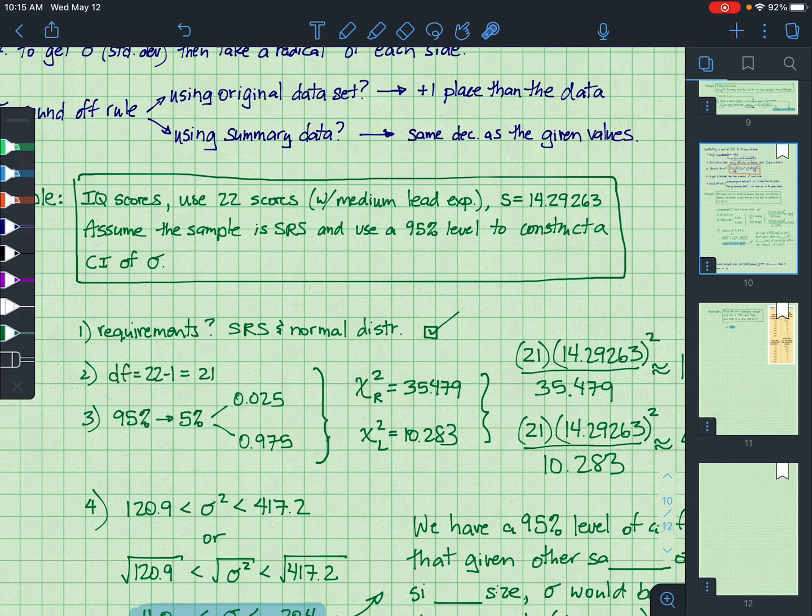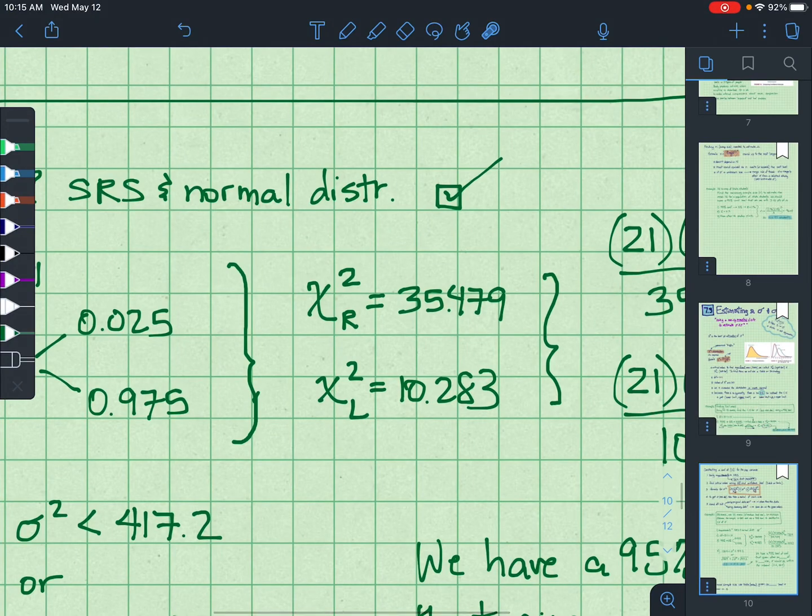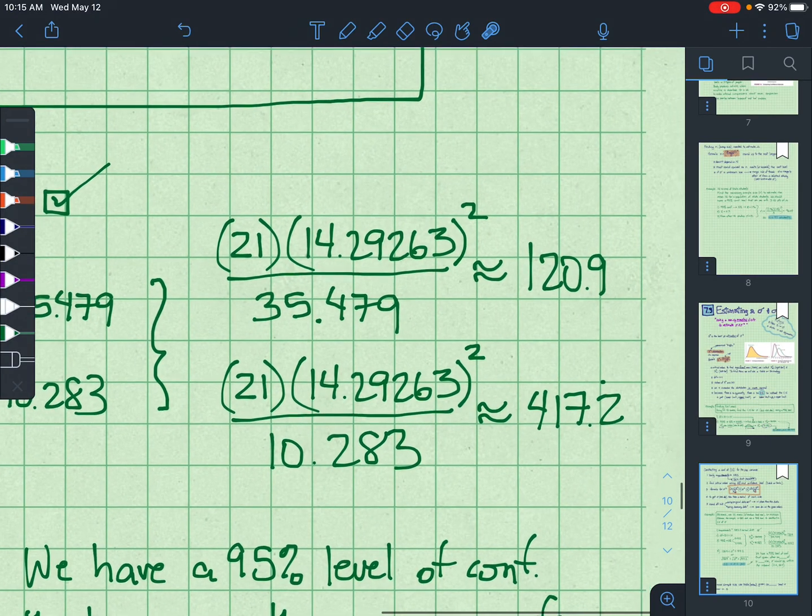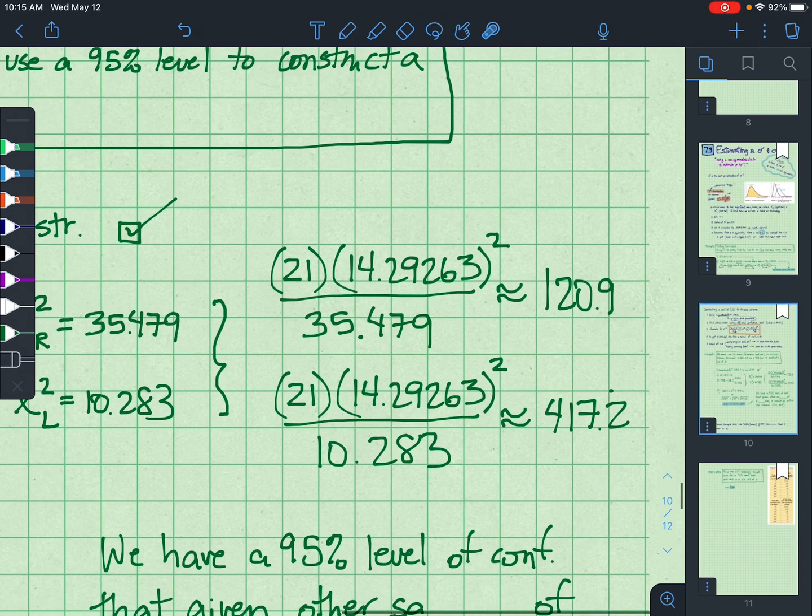Establishing our critical values so that we can look up then in the table what they correspond to on the chi-squared distribution. And we did that earlier, correct? So now I can come over and plug those values into my formulas. Again, 21 times that squared, 21 times that squared. Again, notice dividing by the larger number gives us, in this case, the smaller number, 120, and then divided by 10 gives us the larger number.